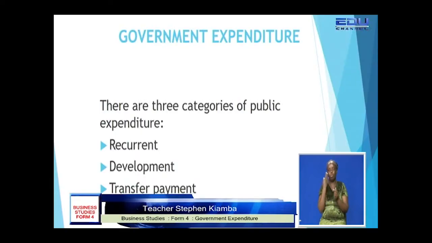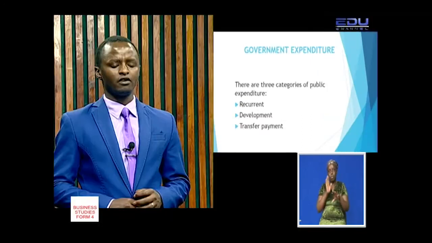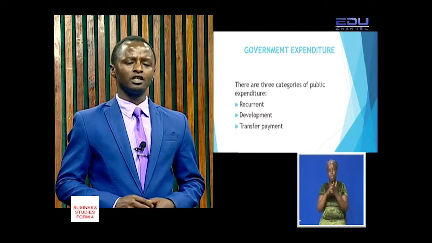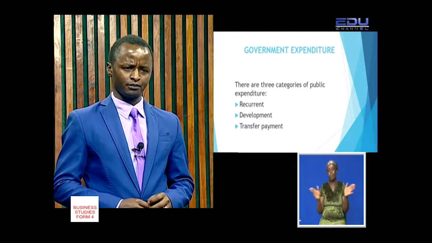Now, government expenditure is classified into 3 categories. And these categories are recurrent expenditure, development expenditure, and transfer payments. It is good to know that government expenditure is also known as public expenditure.